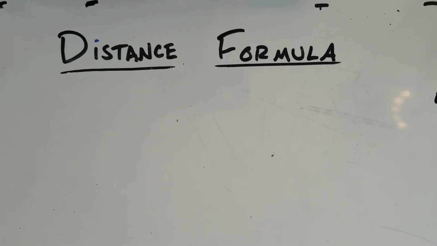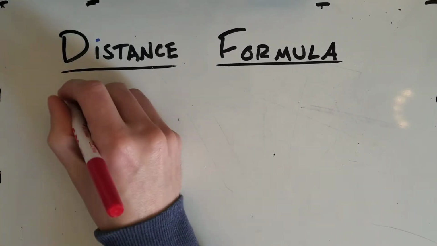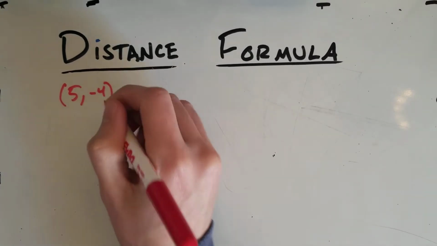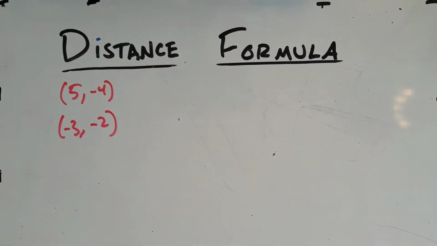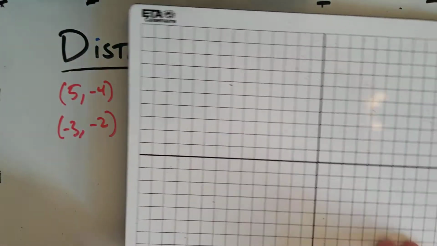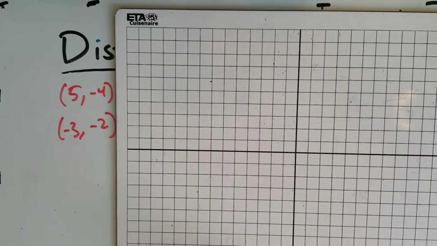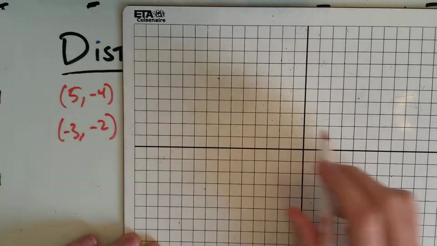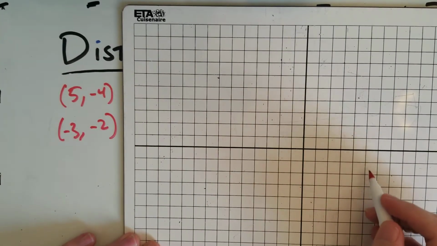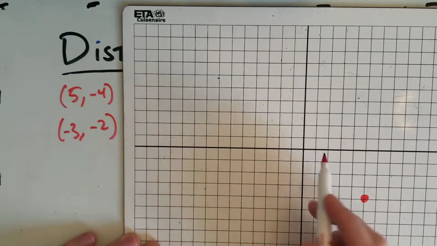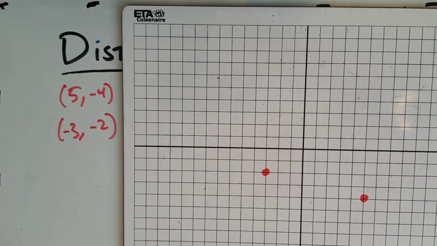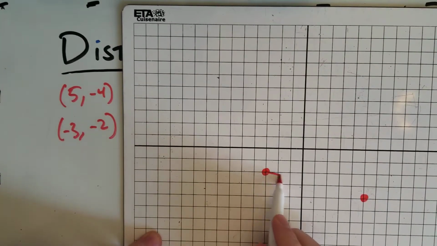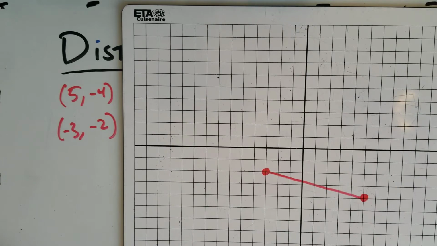Our next question says, find the distance between the points (5, -4) and (-3, -2). Now, if we wanted to, we could go onto the coordinate plane here, and we could say 5, 1, 2, 3, 4, 5, -1, 2, 3, 4. This is 1 point, and -3, 1, 2, 3, -2. Right here is the other point. We could plot the points, and then we're trying to find the shortest distance from one to the other, a straight line.